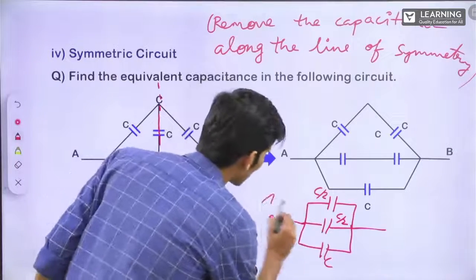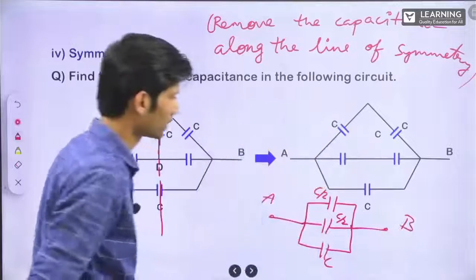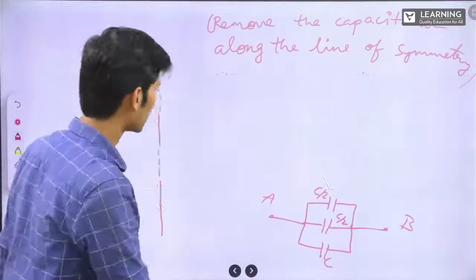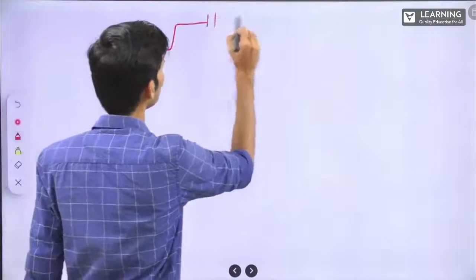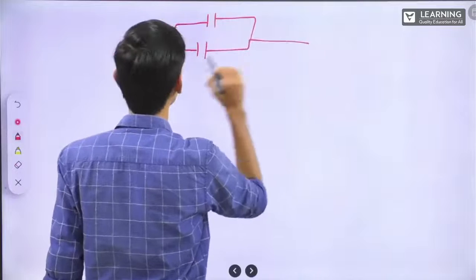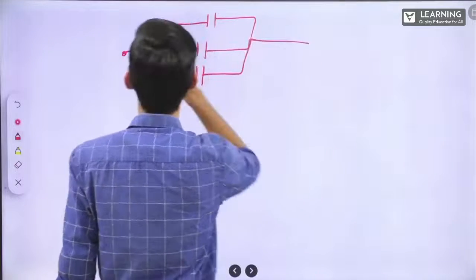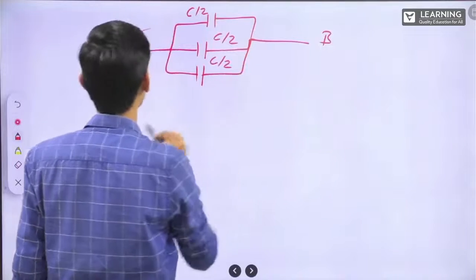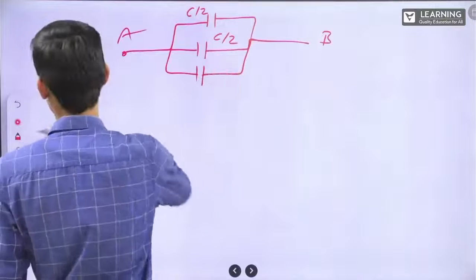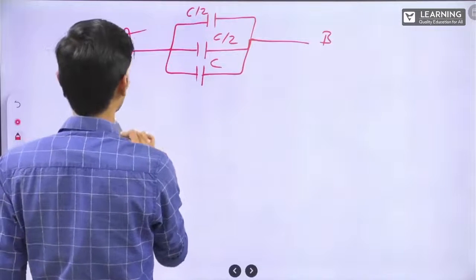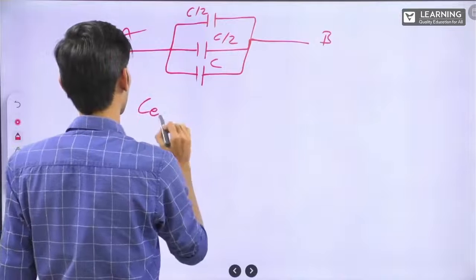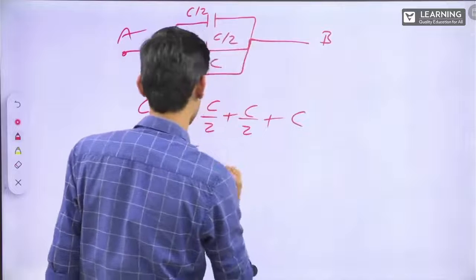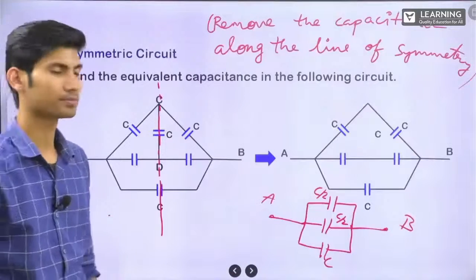So now this is point A, this is point B. Fine. Parallel, C by 2 plus C by 2 is C, plus C, 2C. Resultant will be, this is A, this is B, this is C by 2, this is C by 2, this is C. So from here, C equivalent is equal to C by 2 plus C by 2 plus C, that is equal to 2C. Clear? Easy question?